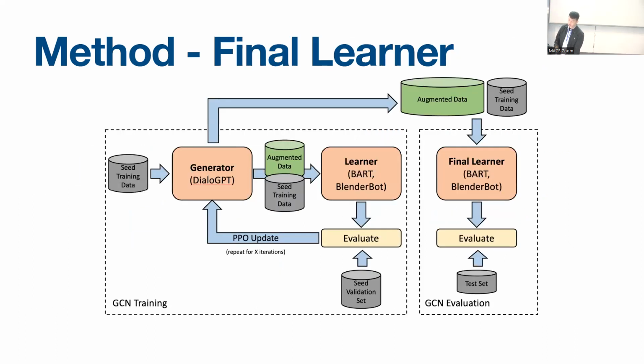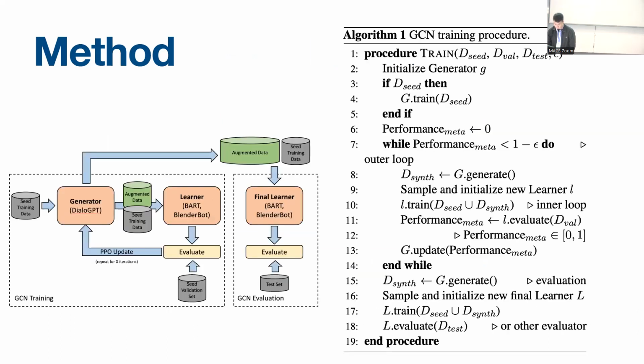So after the GCN training is finished, we pick the best performing generator checkpoint, measured by the learner's performance on the validation set. And we create a final augmentation set that is usually much larger than the seed training set. We then create a new learner as our final learner and fine-tune it jointly on the seed data and the large augmented data set. So if the augmented data is of good quality, we should expect the learner to outperform, as it is trained with more data. The results presented next are all computed on the final learners. So that is our method for training a data generator and producing a larger set of augmented examples for final learner training.